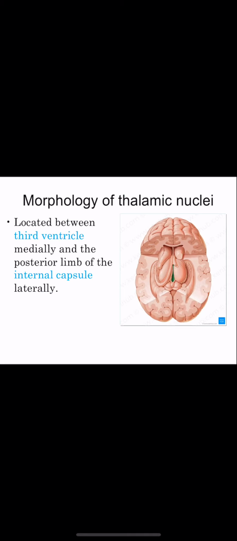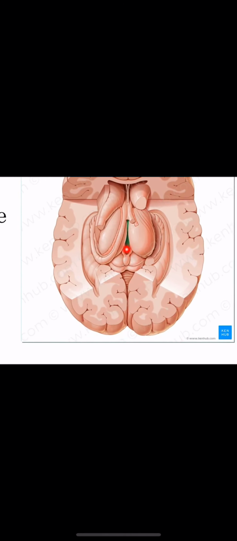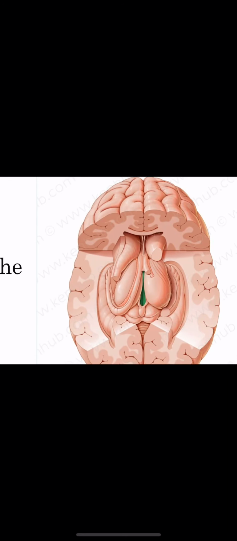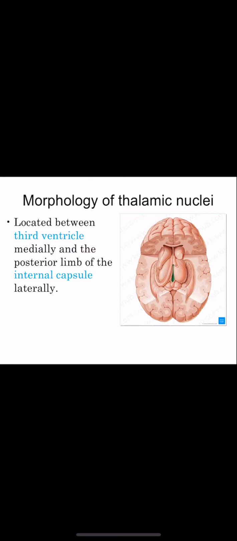Now the morphological architecture of the thalamus, as a gray matter and a major part of the diencephalon, is composed of many different nuclei, a group of nuclei, where it lies between the third ventricle more medially and the posterior limb of the internal capsule more externally. So this picture shows the lumen of the third ventricle here. This is the mass of the thalamus, whether right or left, and here we have the external limb of the internal capsule, the major white matter here in the hemisphere.